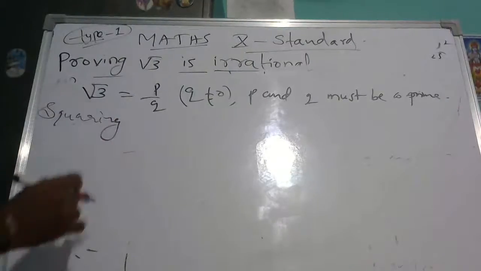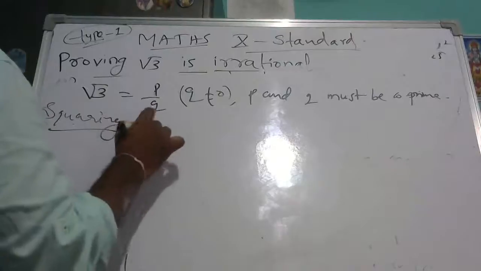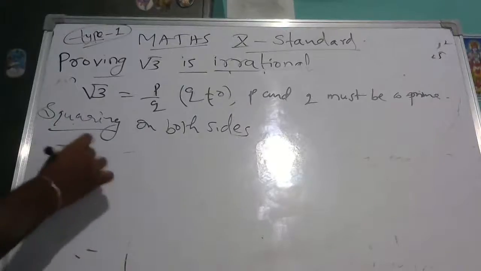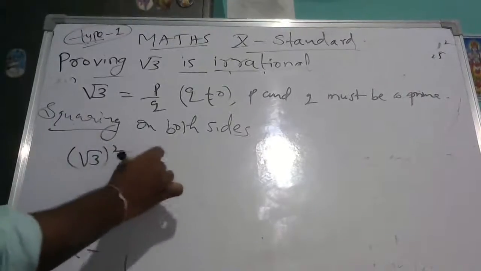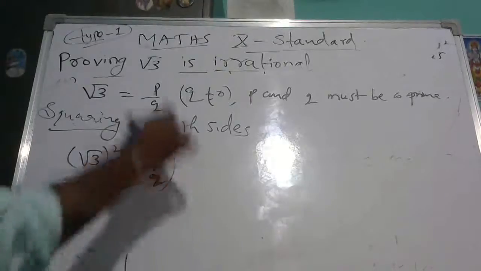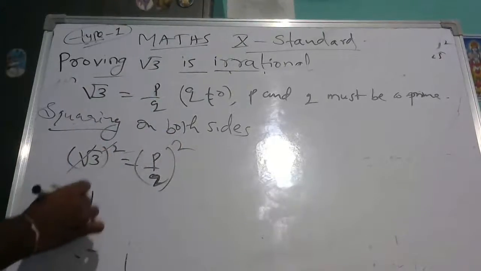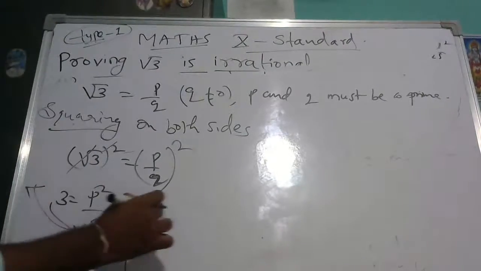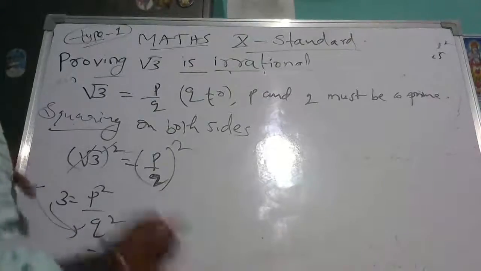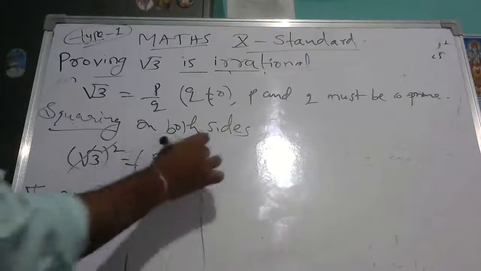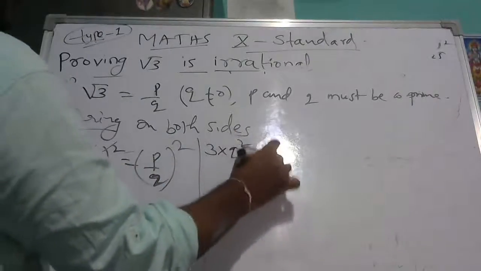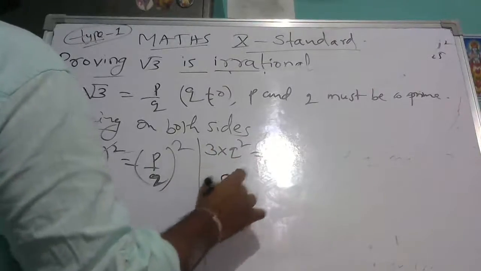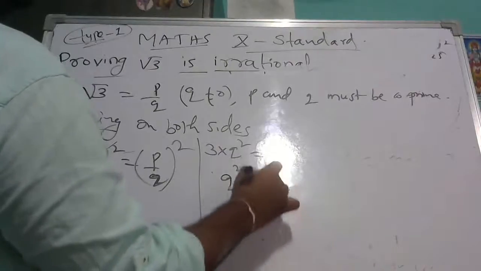If you do it two or three times, you get it. Squaring on both sides. That means (root 3) whole squared is equal to (p by q) whole squared. Square root cancels. 3 is equal to p squared by q squared. Now send q squared to that side. Here I am sending q squared to LHS. So 3 into q squared is equal to p squared. So q squared is equal to p squared by 3.